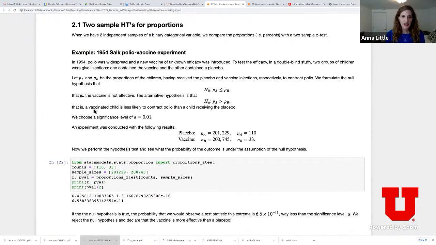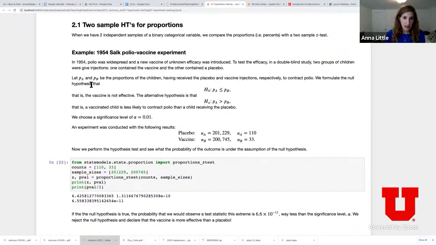Okay, so let's take a look at this example. In 1954, polio was widespread and a new vaccine of unknown efficacy was introduced. To test whether the vaccine was effective, they took two groups of children, and one group got the vaccine and the other group got a placebo. And then they kept track of which children got sick and which didn't.